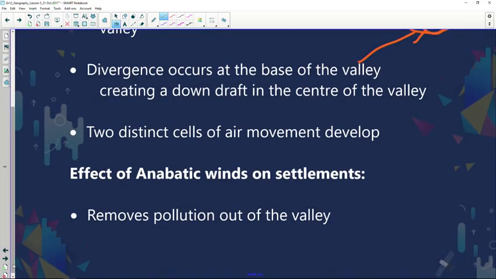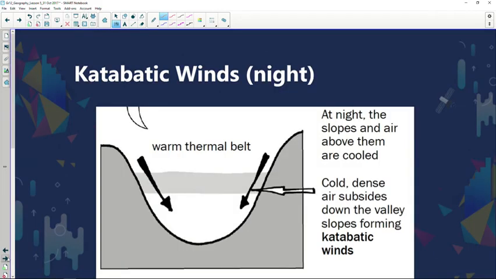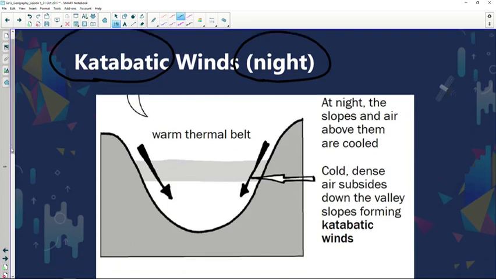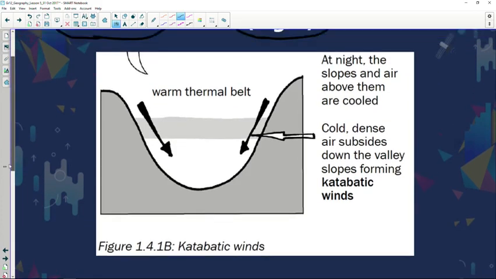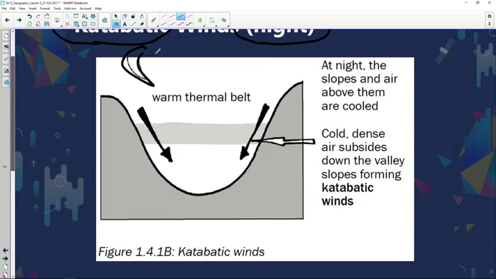Now, our second valley winds that we're going to look at is the opposite from adiabatic winds, and those are known as katabatic winds. Very important, grade 12s. Katabatic winds happen during night. Now, if you look at our diagram over here, as you can see, the moon has been cut in half over there. What happens during night time? What happens with temperature when it cools?